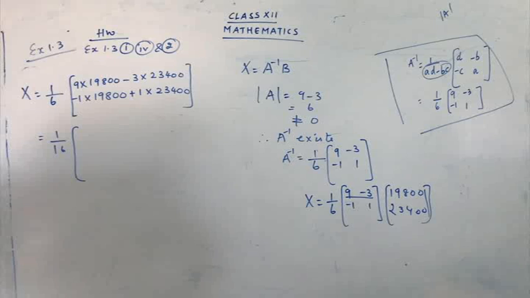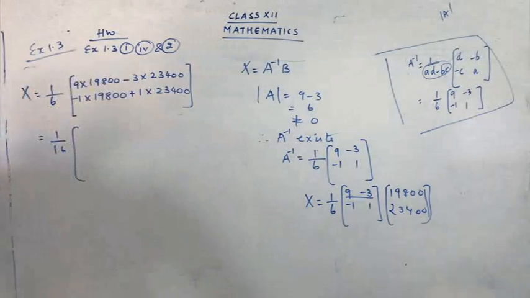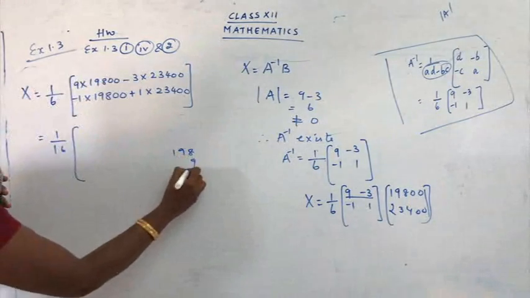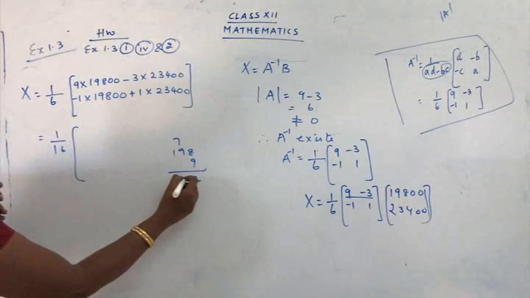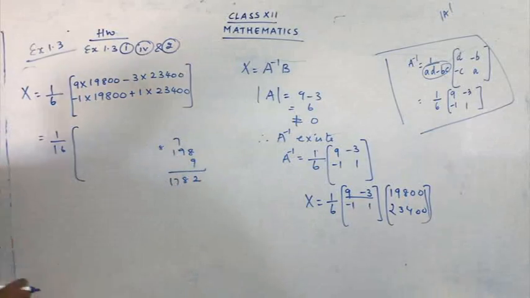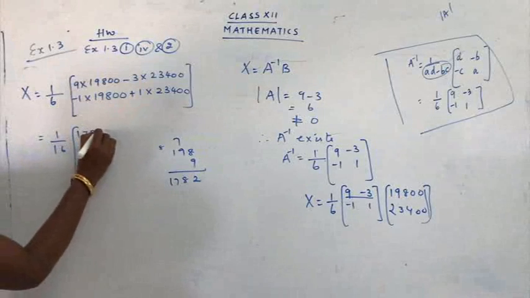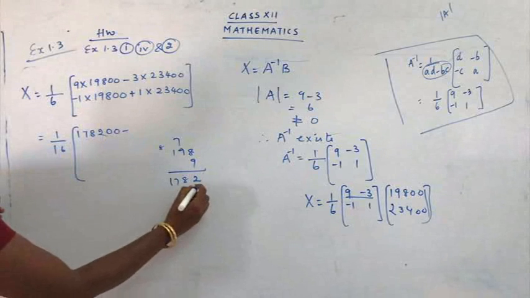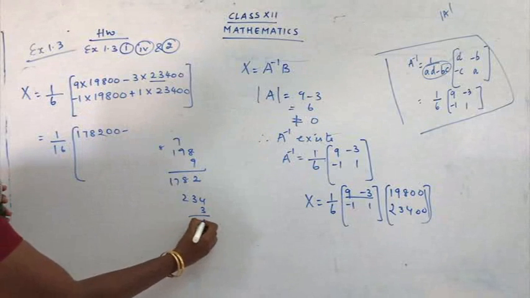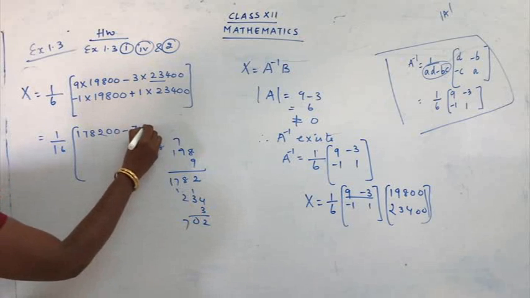What's 9 into 19,800? Do the multiplication and get the answer. It's 198 into 9, which is 1782. It's 1782 and 2 zeros to be added. Minus 234 into 3, which is 702, and 2 zeros.